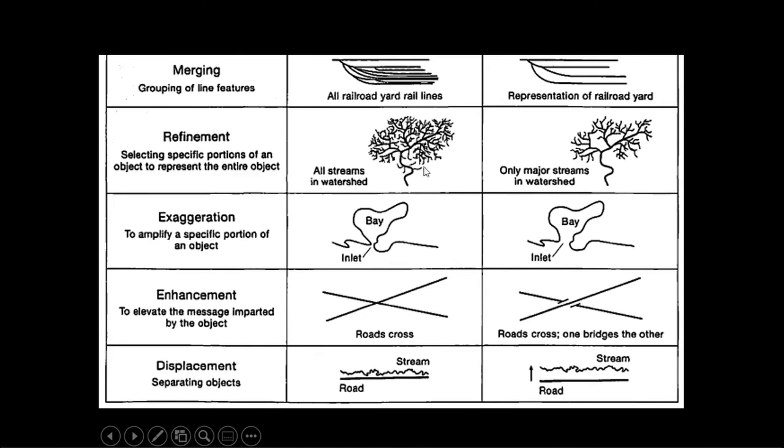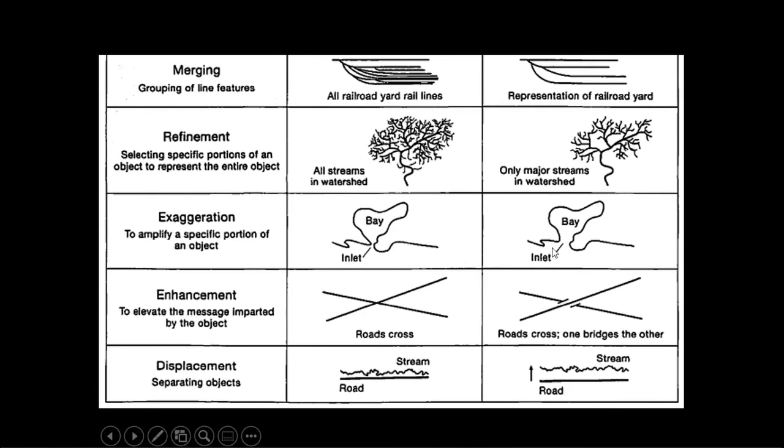Refinement: in this case, we have all the streams, and with this one, we just have the ones that we want, the major ones. So refinement, okay, I get it. It's something for which we use other terms, but there's a whole procedure to this process as well. Maybe I only want the ones that are of a certain stream order classification.